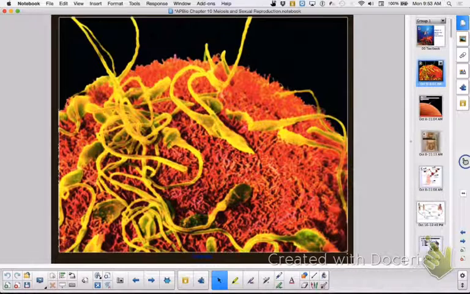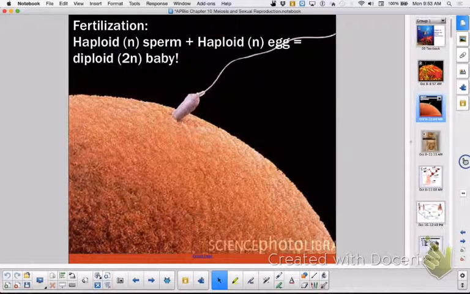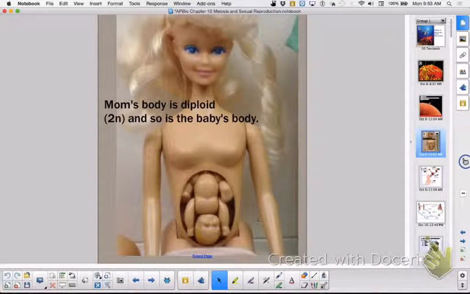What are those? Sperm on an egg. That's right. And so the sperm is going to be haploid, and the egg is going to be what? Haploid. So you put two haploids together, and you will have a diploid baby. Okay? So mom's body.